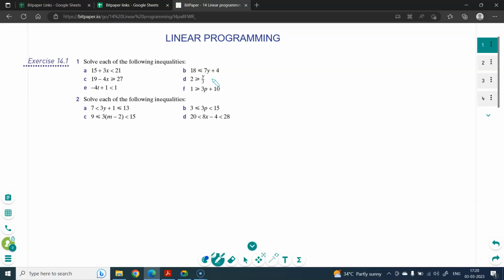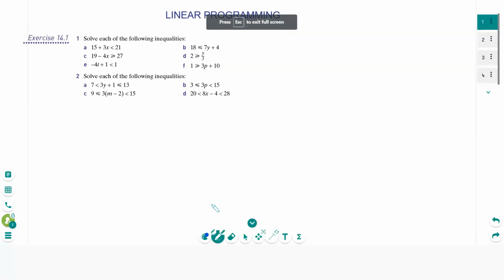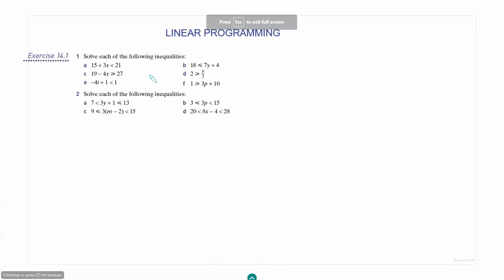In this video, we are going to start the chapter Linear Programming. So in this chapter, we are going to work with inequalities. We'll continue working with inequalities, and we are going to draw the graphs of inequalities. Towards the end of the last chapter, we talked about how to solve inequalities, so we'll just start with a revision of that part.